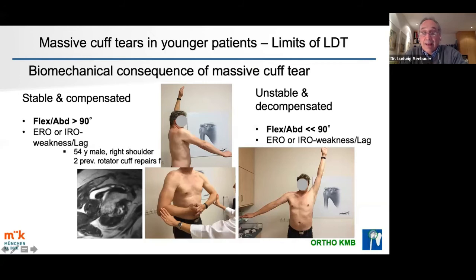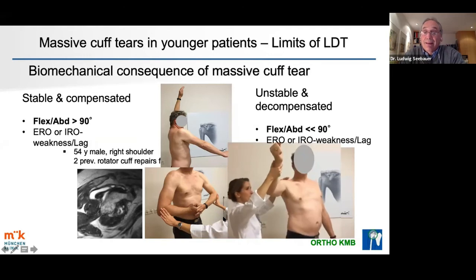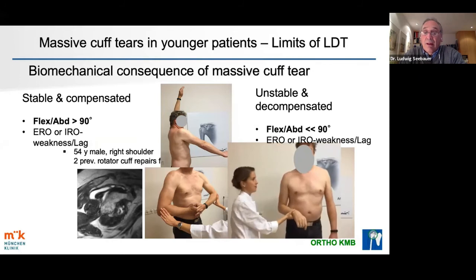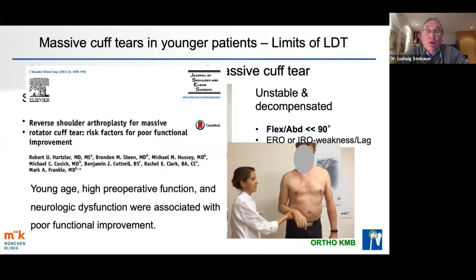Like in this young guy, who has a subscap and also an infraspinatus massive cuff tear, which is characterized by this hornblower sign he has, because the teres is already involved, and a positive belly press test. What should you do with him? How can you treat him? Can you do a latissimus dorsi transfer, or should you do a reverse?